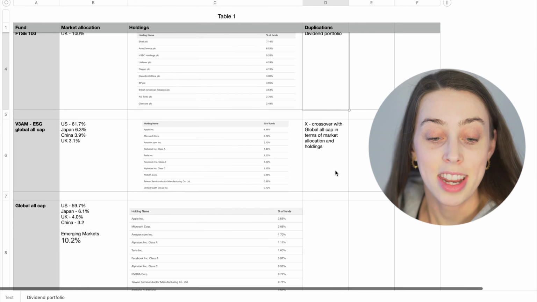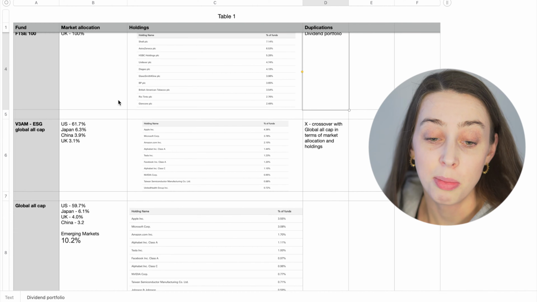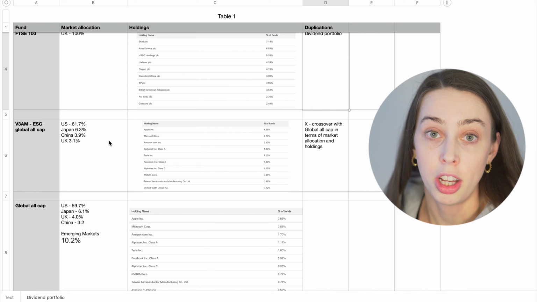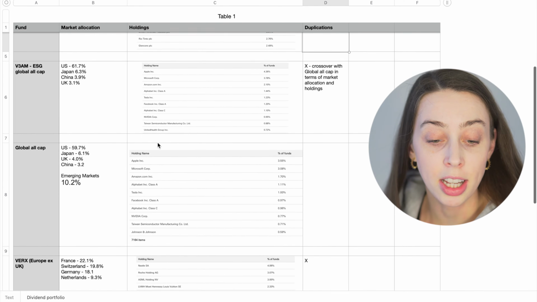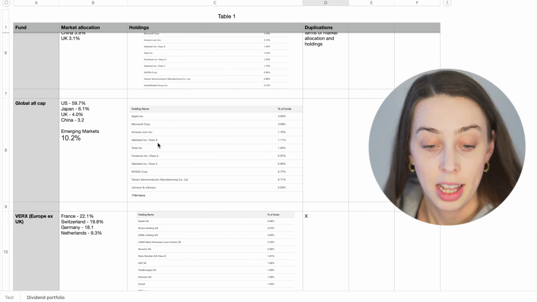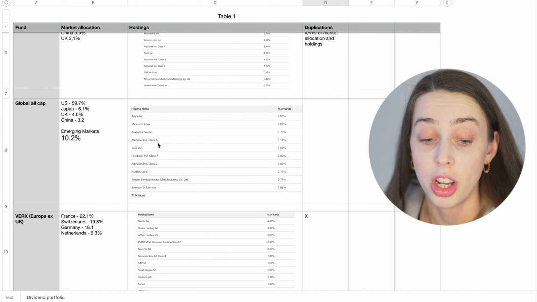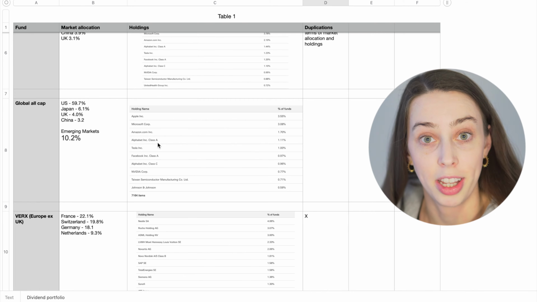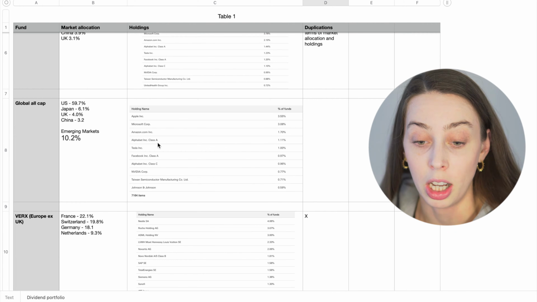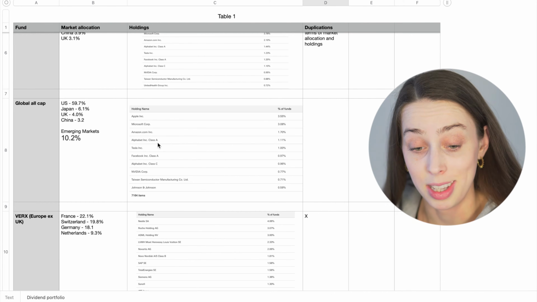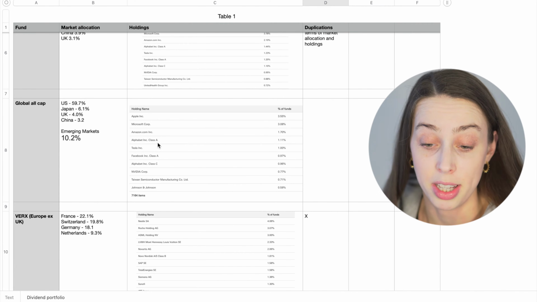My next one is the ESG Global All Cap, and the market allocation is split between US, Japan, China, UK. And then the next one is Global All Cap. Again, it's split between a few different markets, and of course it's got exposure into the emerging markets because it's a global all cap tracker. All cap sizes, and you get some exposure to them emerging markets. 10.2% when I wrote this.